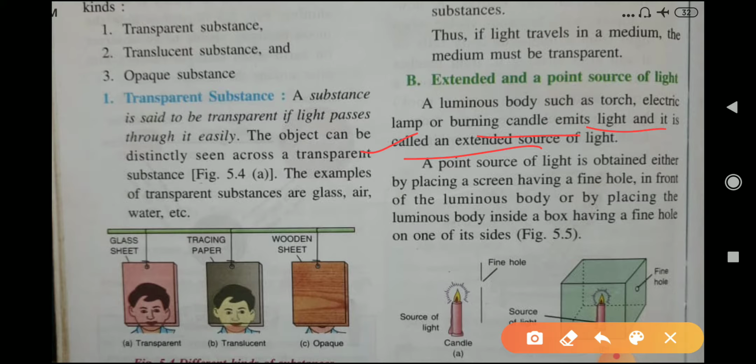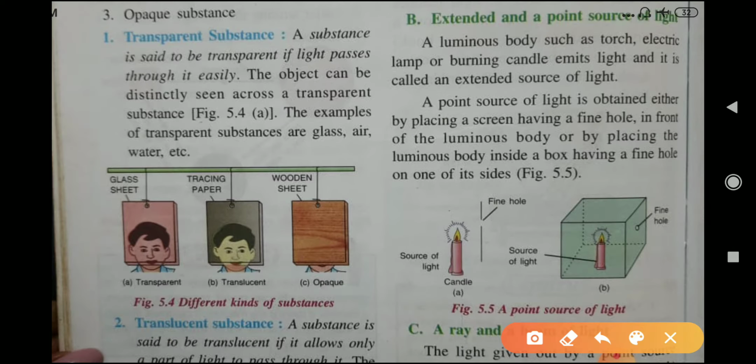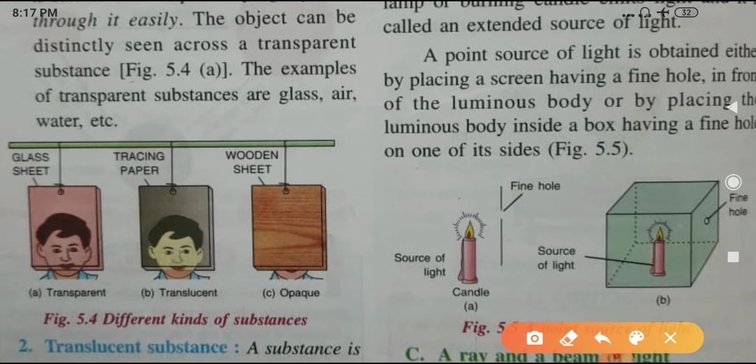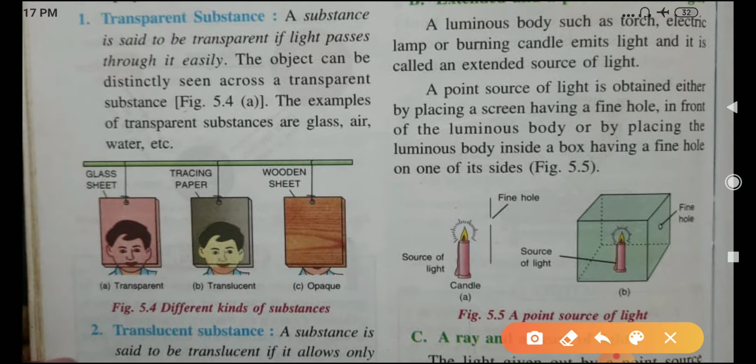Now what is a point source of light? When extended sources of light, a point source of light is obtained either by placing a screen having a fine hole. As you can see here in this diagram, a screen is placed in front of this burning candle and this screen has a fine hole. So a point source of light is obtained either by placing a screen having a fine hole in front of the luminous body, or by placing the luminous body inside a box that has a fine hole on one of its sides. Okay, so this is known as a point source of light, meaning the light that passes through this fine hole is known as a point source of light.